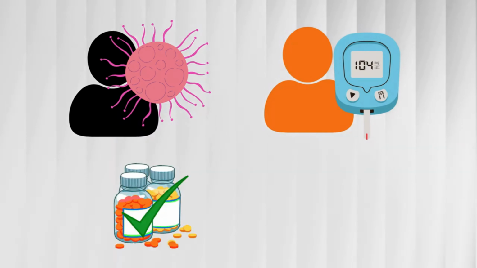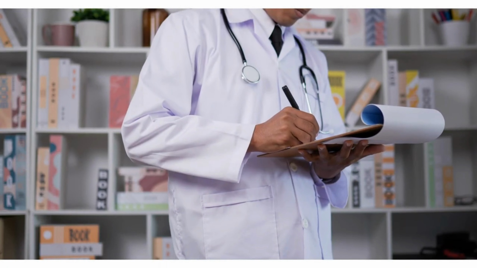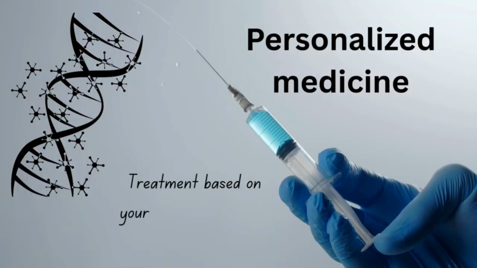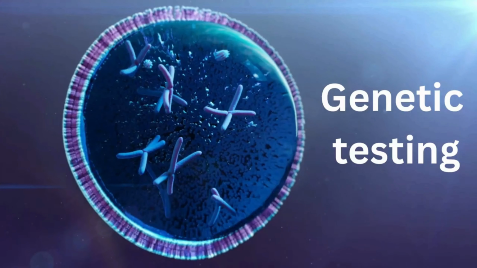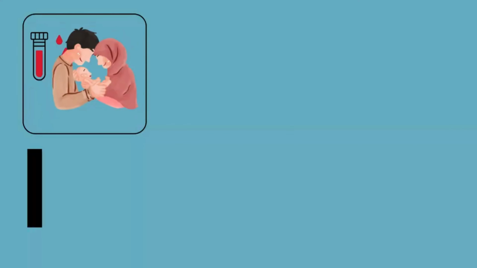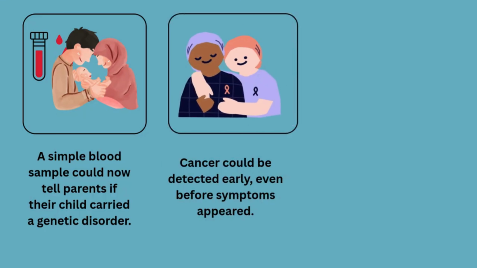They could predict who is more likely to get cancer, who might develop diabetes, which medicine will work, which medicine might cause harm. This is called personalized medicine, treatment based on your own genetic code, not guesswork. The project also made genetic testing possible. A simple blood sample could now tell parents if their child carried a genetic disorder. Cancer could be detected early, even before symptoms appeared.